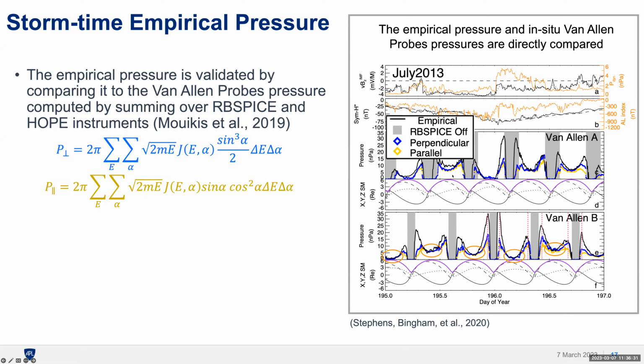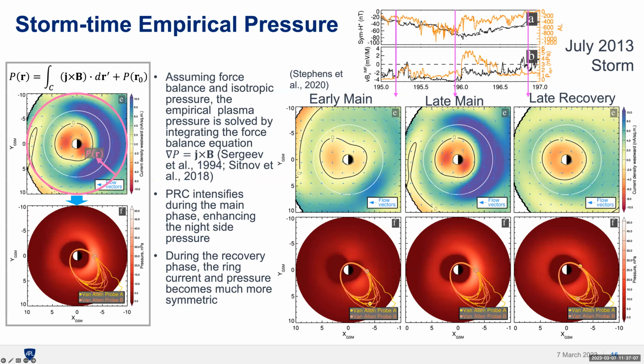As you can see, Van Allen probes had an 8 or 9 hour orbit. During the course of this storm, it made several different passes through the ring current region and through the pressure peak. So you can see the pressure gets enhanced. That's these blue and yellow dots here, or diamonds, I guess. And we're now comparing that to our empirical pressure that we resolve as I showed here, by flying the Van Allen probes through our empirical reconstructions.